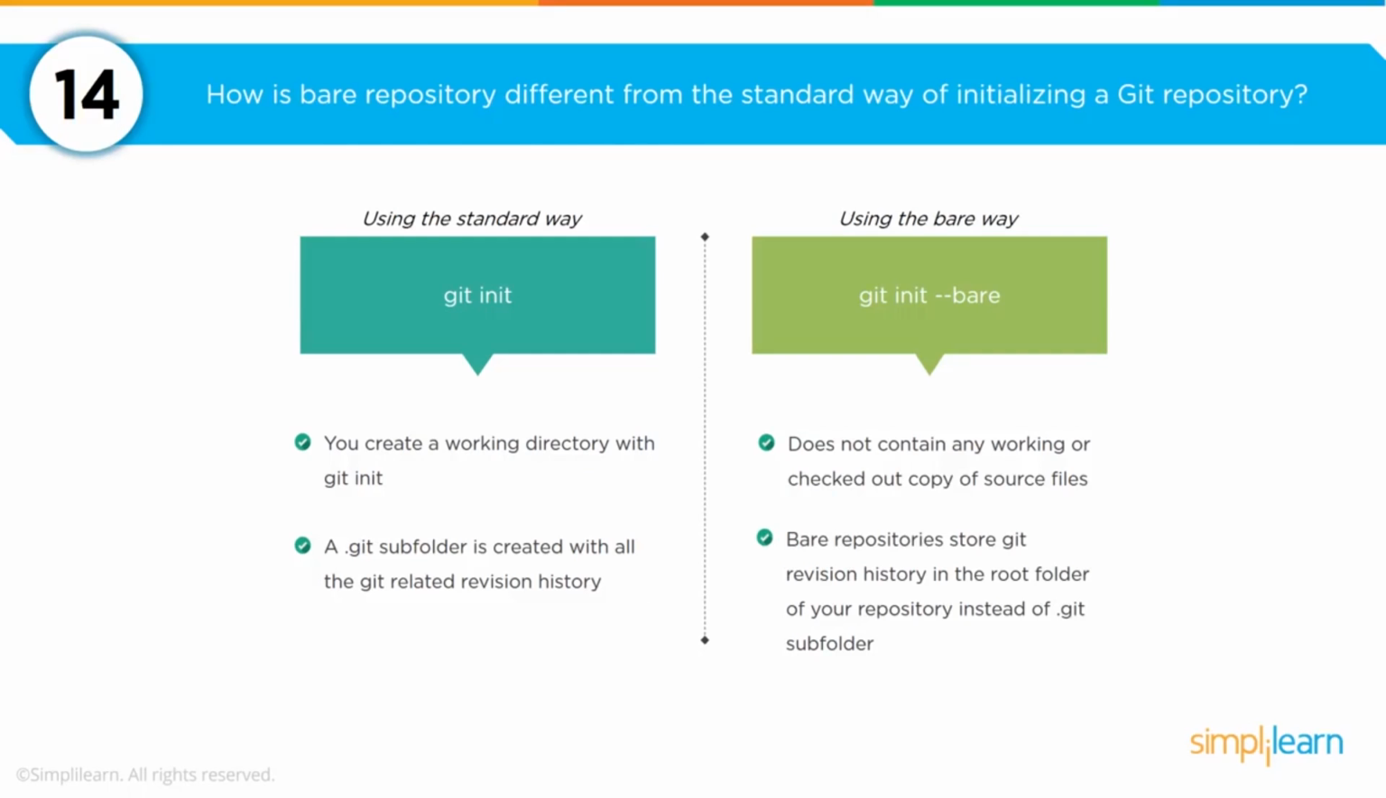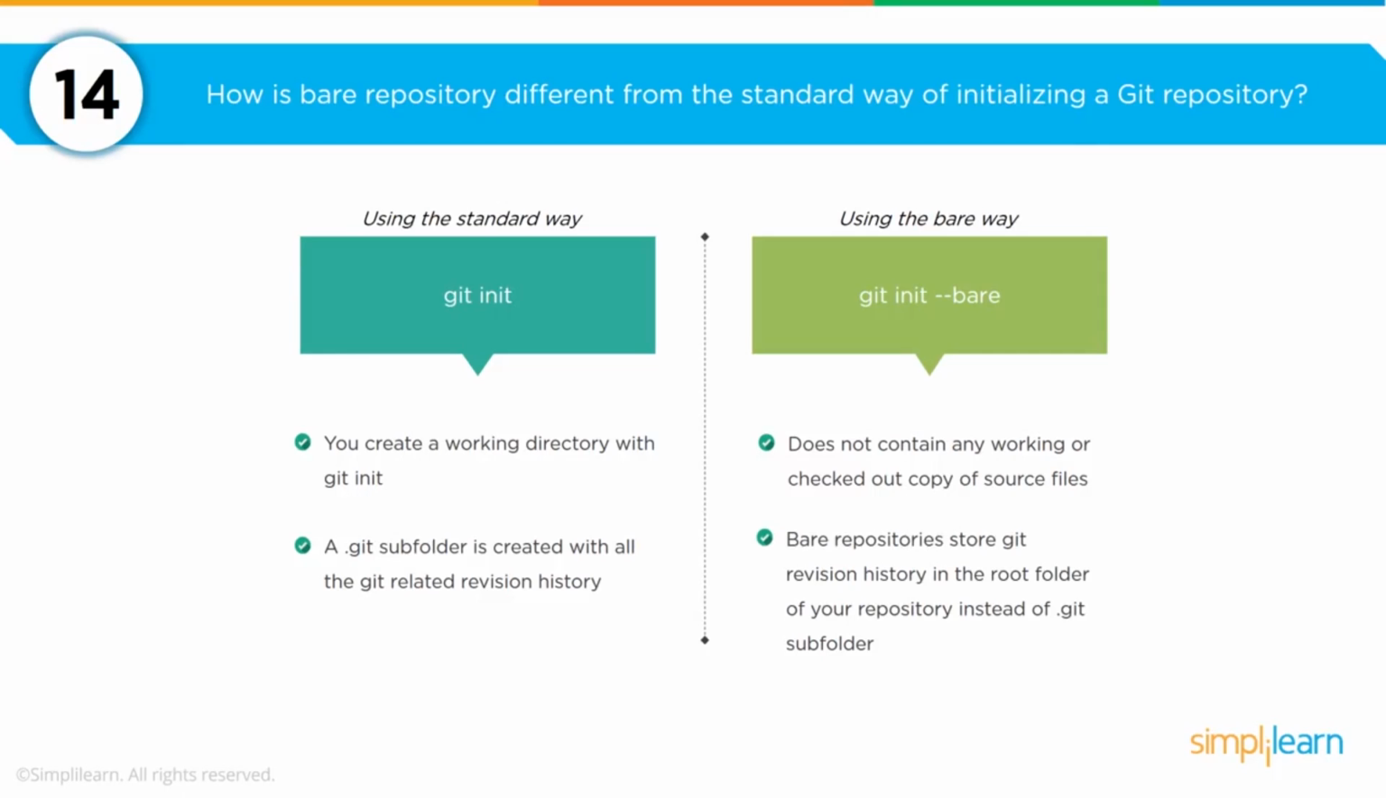So one question you may be asked is, what is the difference between a bare repository and a standard way of initializing a Git repository? So let's look through what is the standard way. The standard way, using git init, allows you to create a working directory using the command git init. And then the folder that it creates holds all the revision history related to the work that you're doing. In contrast, using the bare way, you have a different command for setting that up. So it would be git init --bare, and it does not contain any working or checked out source files locally on your machine.